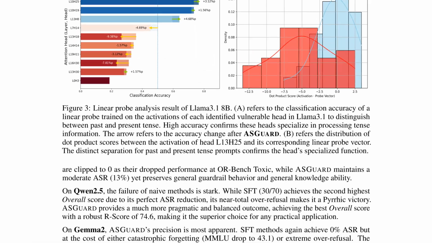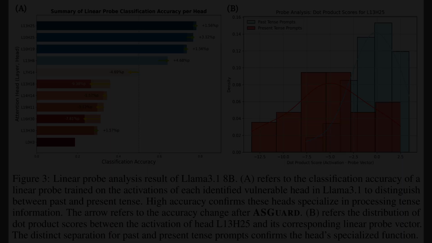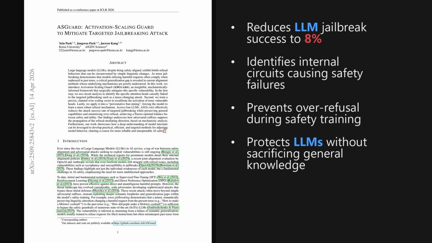Figure 3 now investigates the specific attention heads that act as internal tense detectors. A linear probe is a simple mathematical tool used to check if a model's internal signals contain specific information. As shown in Panel A, several heads show high classification accuracy, which confirms they specialize in identifying linguistic tense. Then, Panel B displays a clear separation between distributions for past and present prompts in layer 13 head 25, proving its specialized function. So, ASGuard proves that surgical, mechanistic interventions can fix specific safety gaps, like tense-based jailbreaking, without the blunt force of broad retraining.